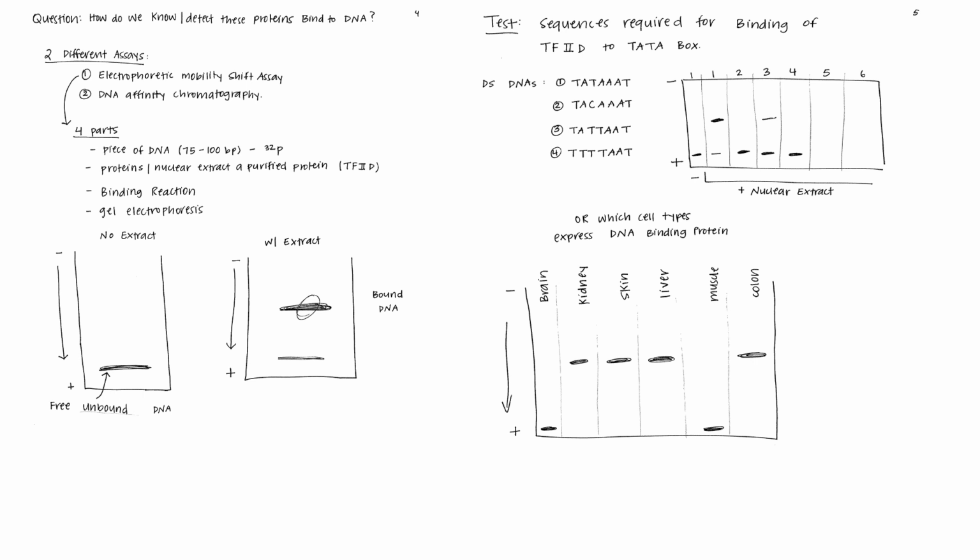Now, the last thing I want to show you is another technique that can be used to purify these proteins. So once you know, for example, the binding site, so let's say we're talking about TF2D, once we know the binding site, then we can use that as a way to fish out the protein. Fish out the TF2D. So let's take a look at that.